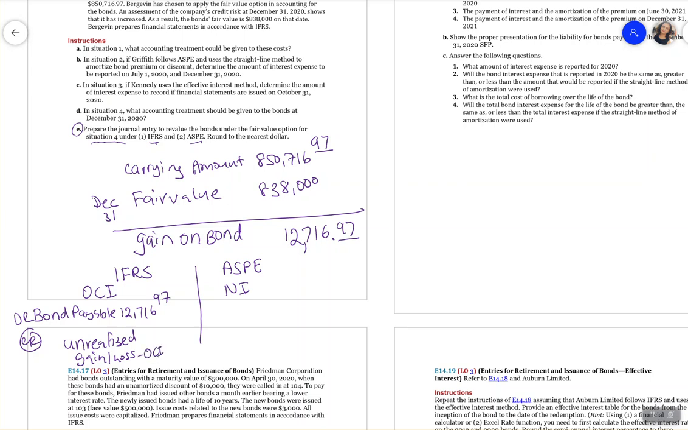OCI stands for other comprehensive income, and you have learned that in chapter 4 of your volume 1. So that will be my credit entry. And then when you're recording the same entry under ASPE, your gain and loss will be booked through net income, and the debit is going to be bond payable because your liability went down because there's a change in fair value.